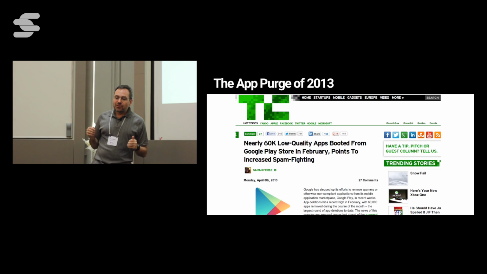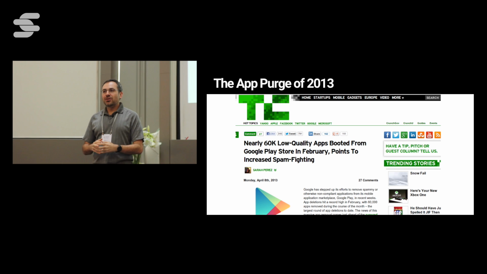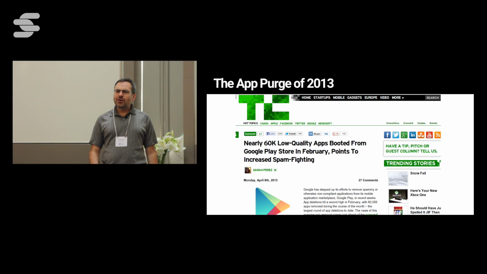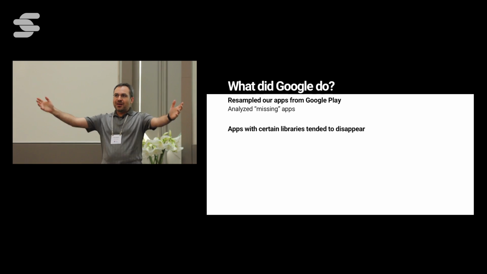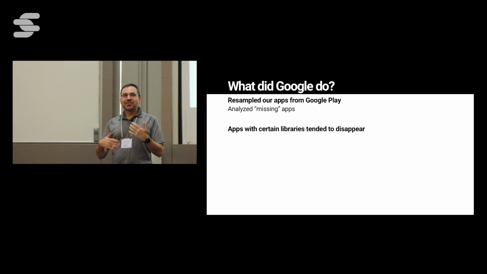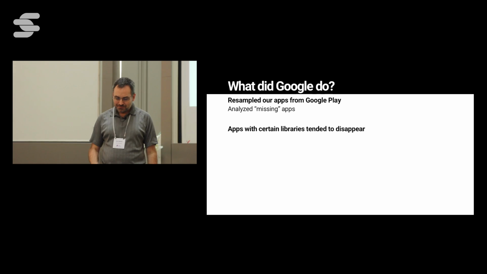So in 2013, Google decided to do some quality control. And they removed 60,000 what they called low-quality apps. And we're like, what? What did Google do? So wait a minute, we have a sample of apps from the App Store. So we looked again to see which of our sample were gone. This is sort of a censorship thing. You see it before, you see it absent later, it's gone.